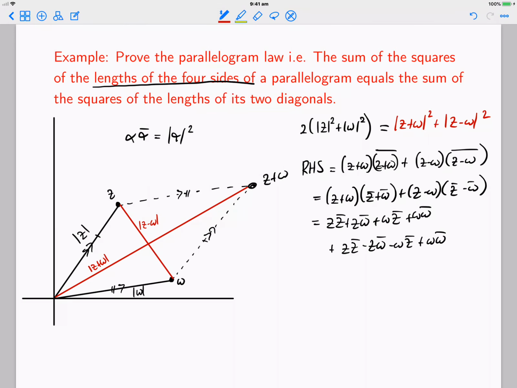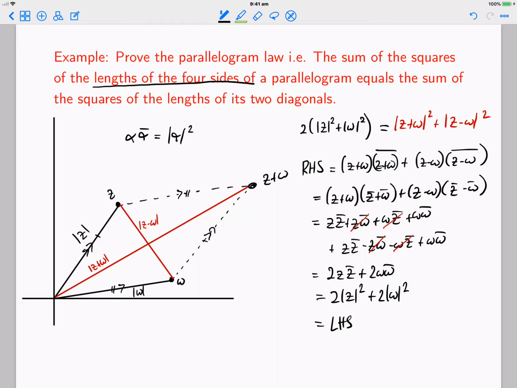So the ZW conjugates cancel out, and the WZ conjugates cancel out as well. And so what I got is 2 lots of ZZ conjugate plus 2 lots of WW conjugate. But remember, when you multiply something by its conjugate, you get the modulus squared. And this is exactly the left-hand side. So you can see it's a very slick way, and a very nice way, I reckon, of proving the parallelogram law.